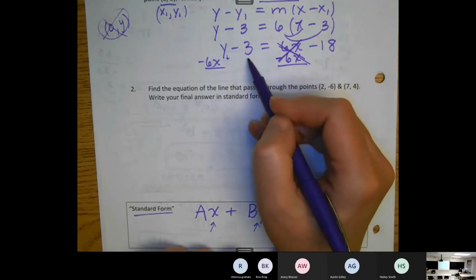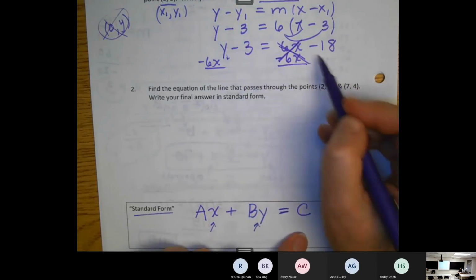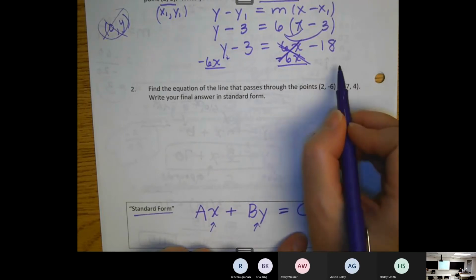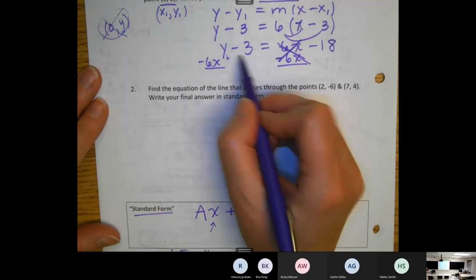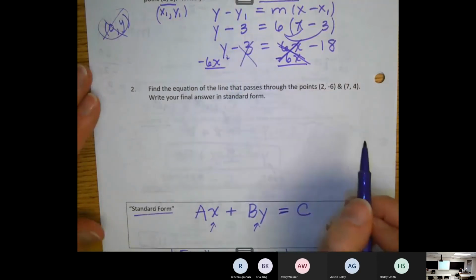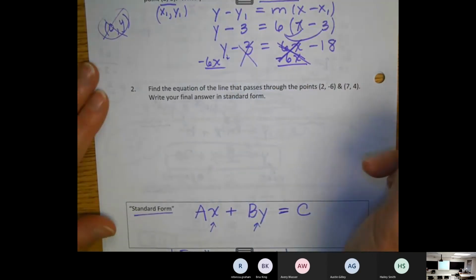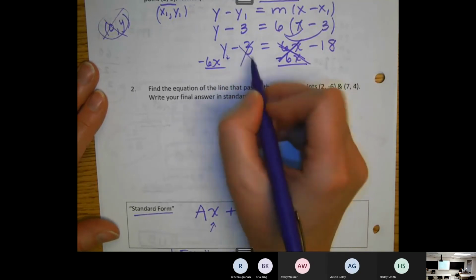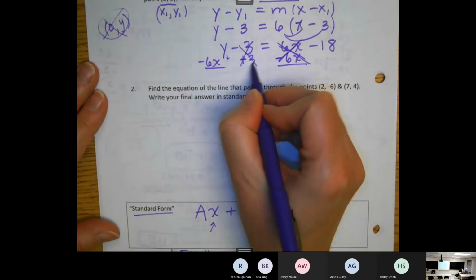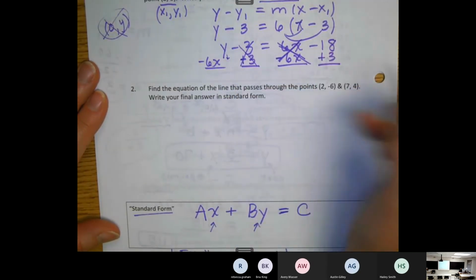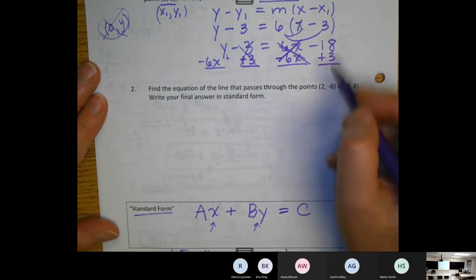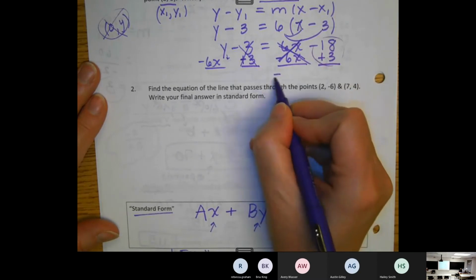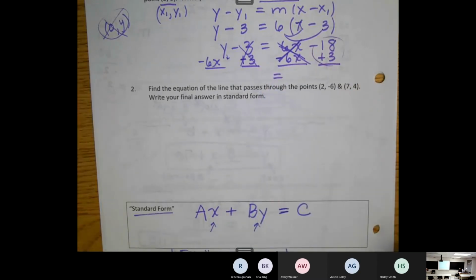And then all these extra numbers, like the minus 3 and the minus 18, we want them all together on the right side. So the minus 18 is okay, but the minus 3, we need to think about canceling it out and moving it over to the right side. Since it starts out as a minus, to cancel it out, we would add 3 to both sides. And then all of those numbers will be together on the right-hand side of the equal sign.